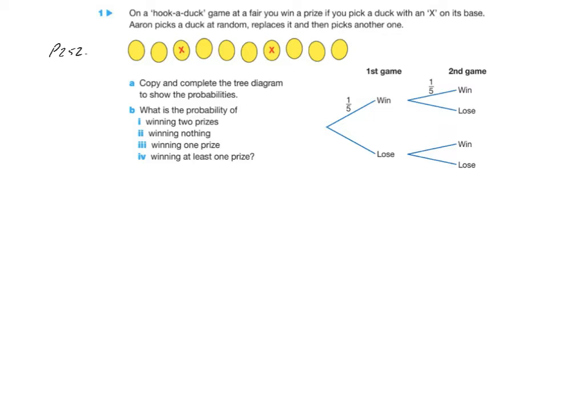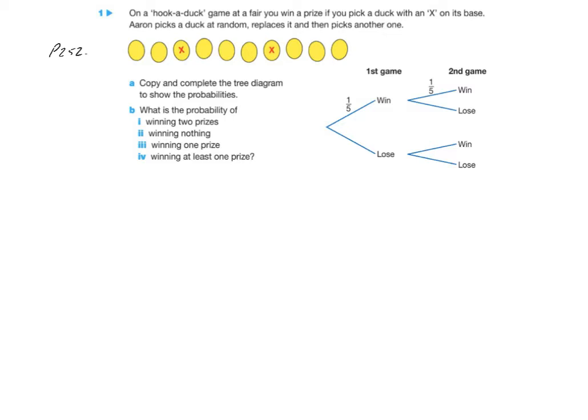Because if you're playing a game, right? It says a hook a duck game. So you've got a fishing rod and you're trying to pick up the duck. You win a prize if the duck's got an X underneath it, and he picks one at random and then picks another one. The actual diagram there doesn't mean anything. But what I think you can say is that you can either win or lose. You can't tie at this kind of game. So you must have to be able to win or lose.